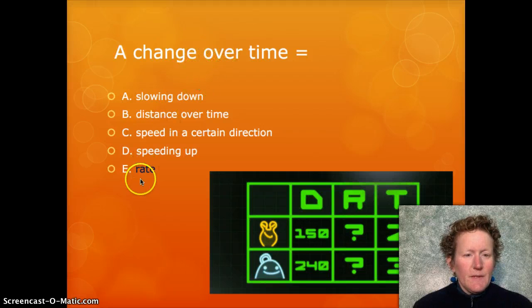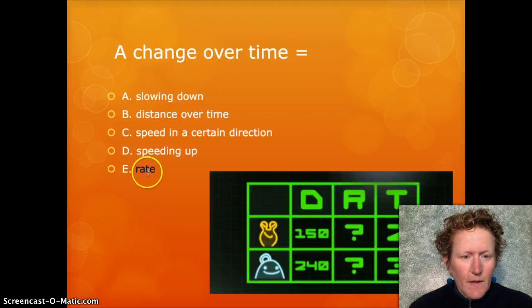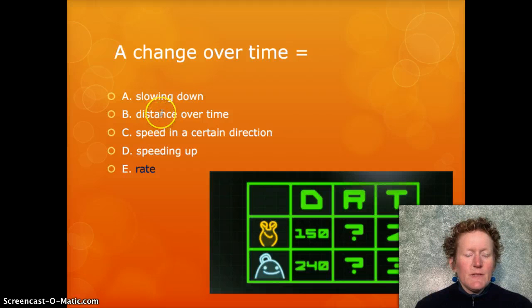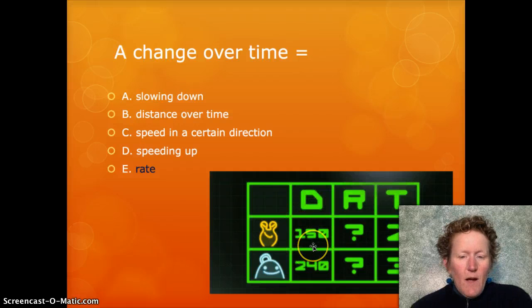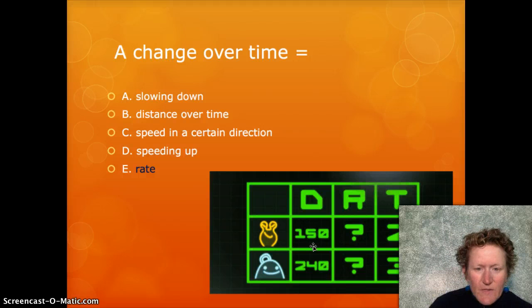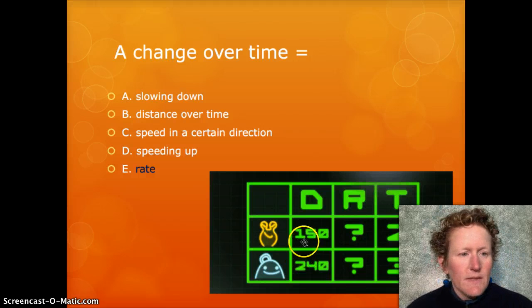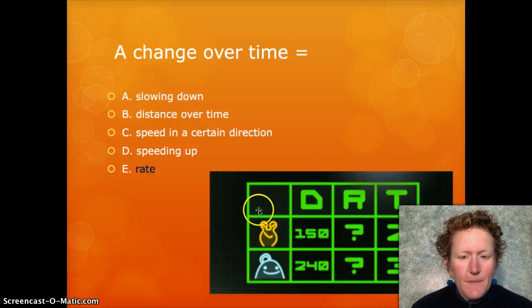Change over time is a rate. It can be measured using distance over time. Distance over time is one example of a rate. There's a great little video on how to use the DIRT equation to figure out rates or speeds. It's a race between aliens, and I'll put that in the notes.